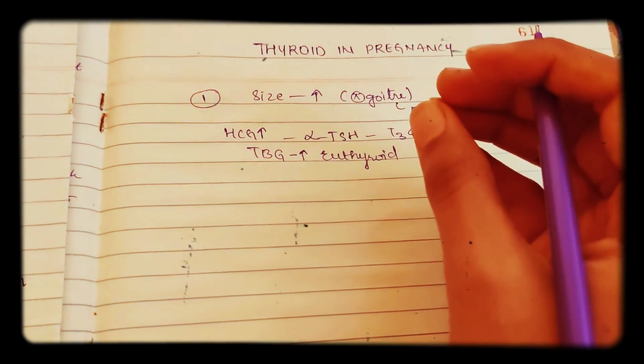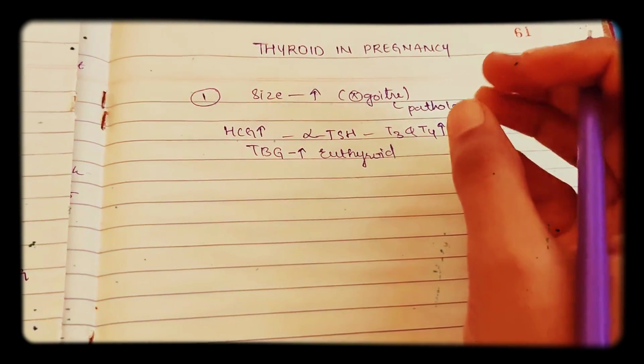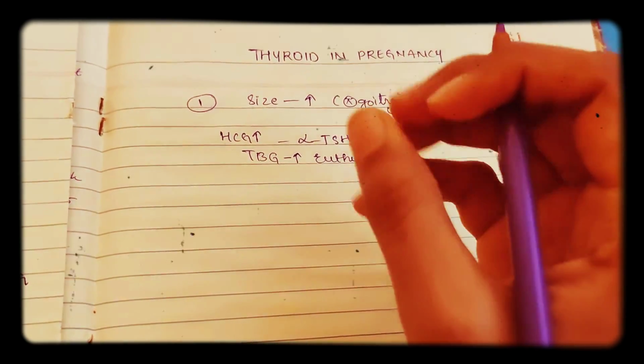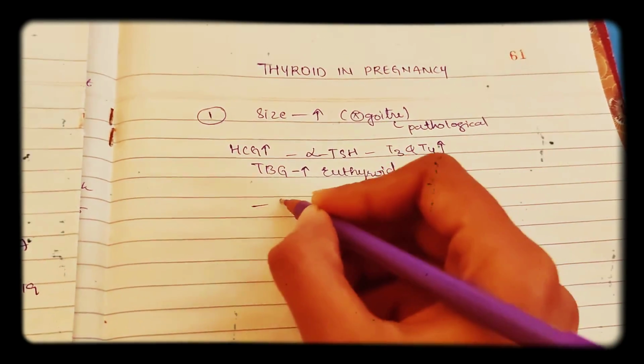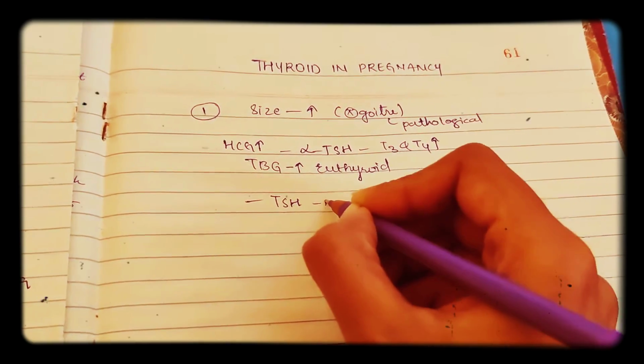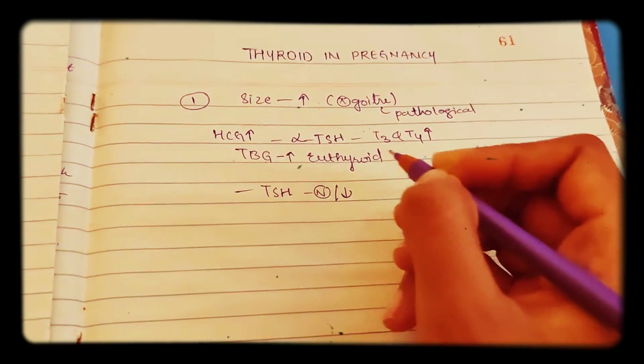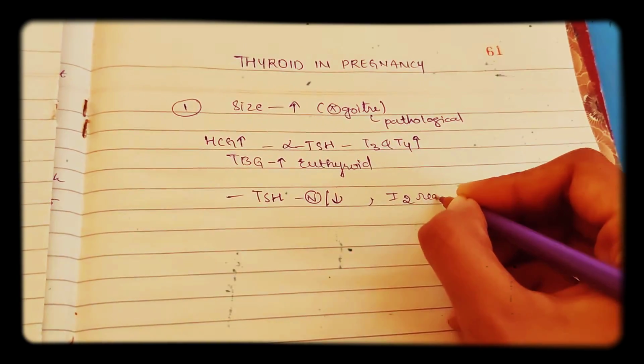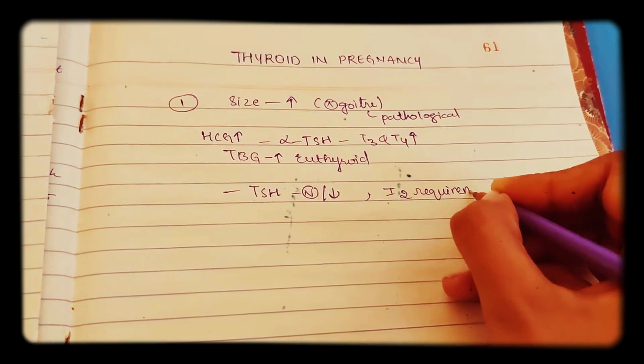Now coming to TSH, that is thyroid stimulating hormone. It may be normal or sometimes slightly decreased. Next, coming to iodine requirement. So let us write here, thyroid stimulating hormone may be normal or slightly decreased. And next, iodine requirement is increased during pregnancy.